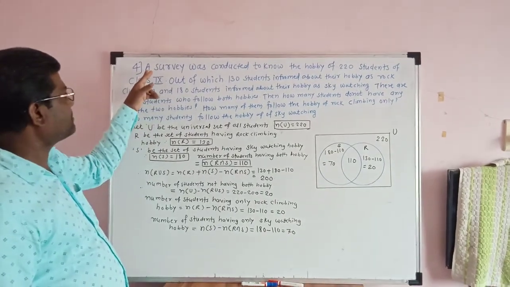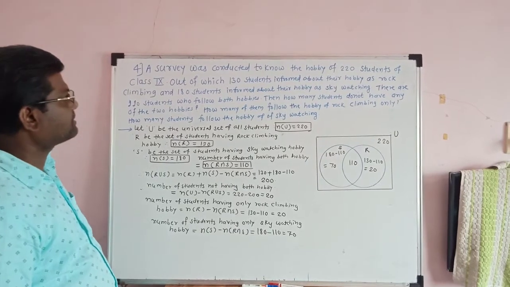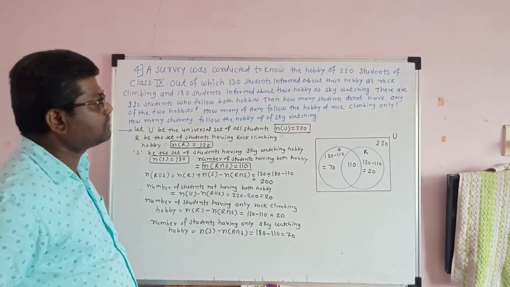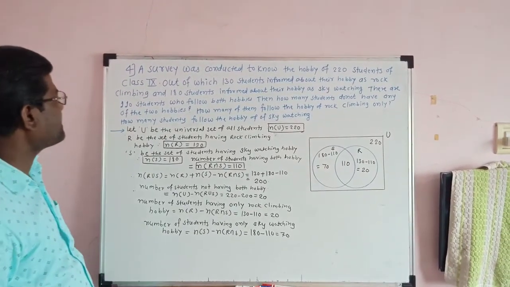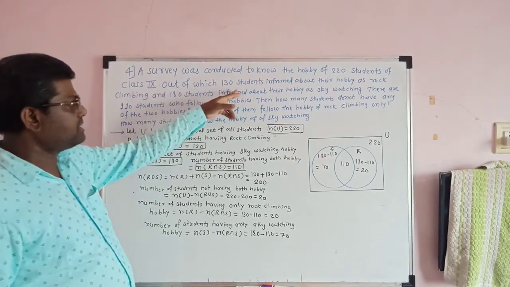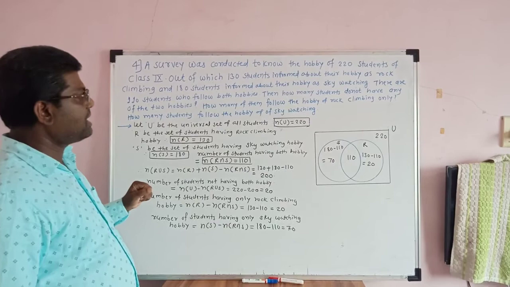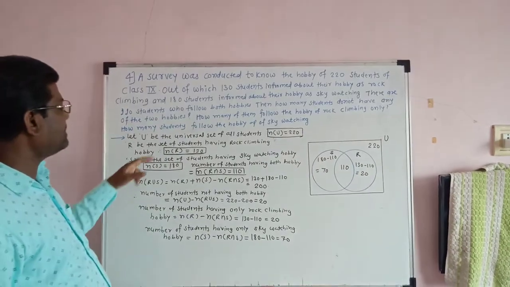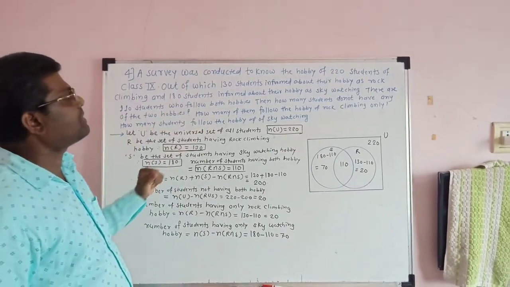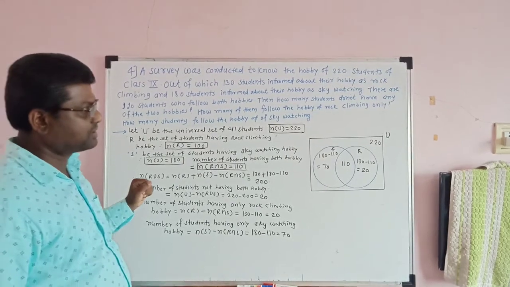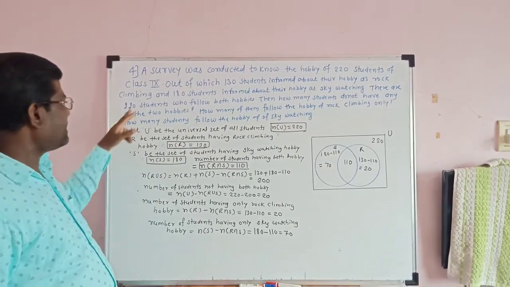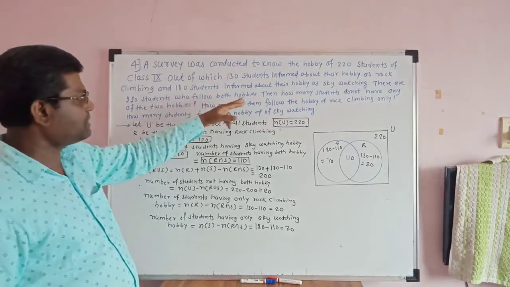Now question number 4. A survey was conducted to know the hobby of 220 students of class 9, out of which 130 students inform about their hobby as rock climbing and 180 students inform about their hobby as sky watching. There are 110 students who follow both hobbies.